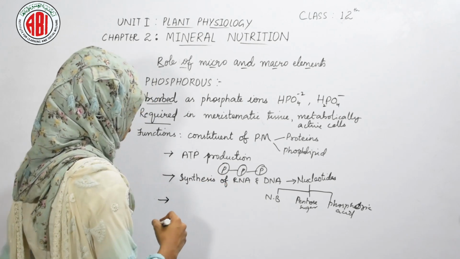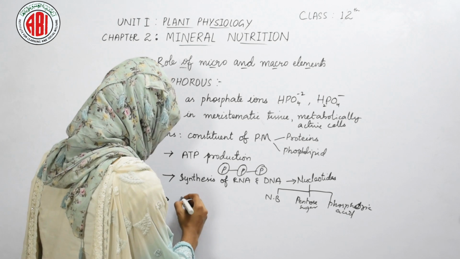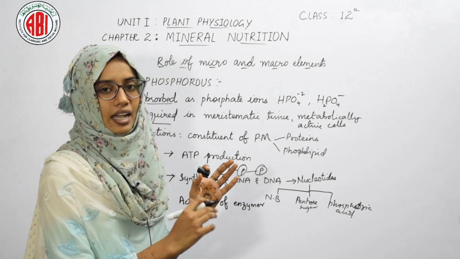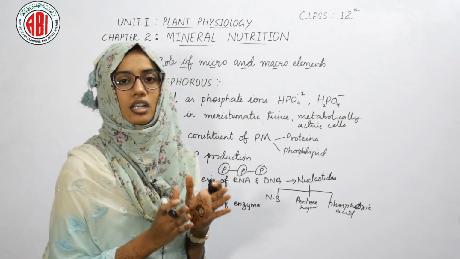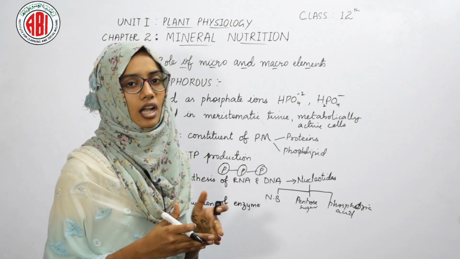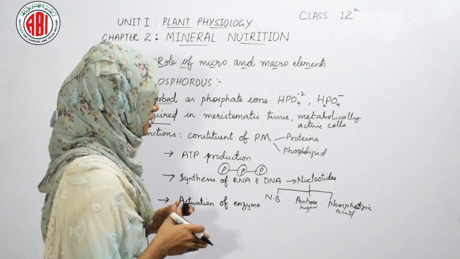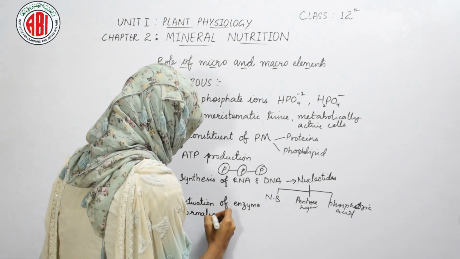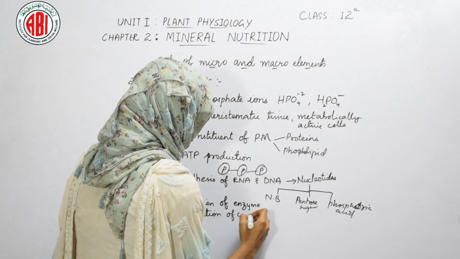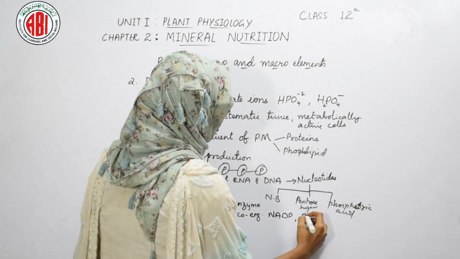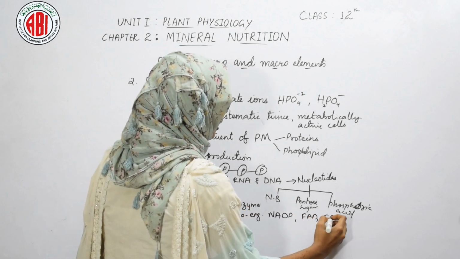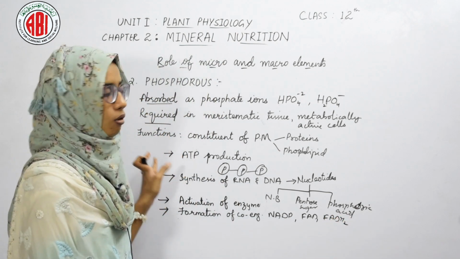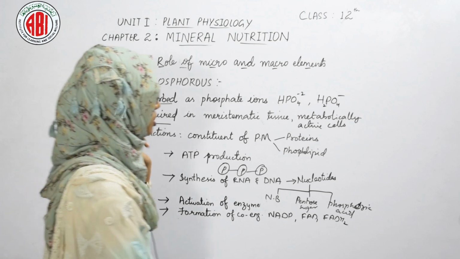The next function of phosphorus is in the activation of enzymes. It acts as the activator of certain enzymes to carry out certain functions in the plants. Phosphorus is also required in the formation of coenzymes like NADP, FAD and FADH2. So, these are certain functions of the element phosphorus.